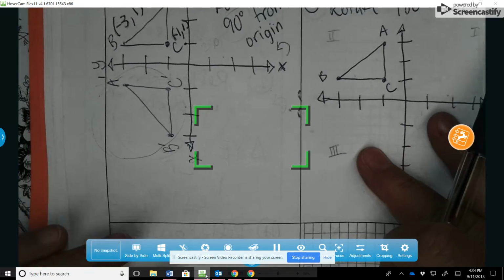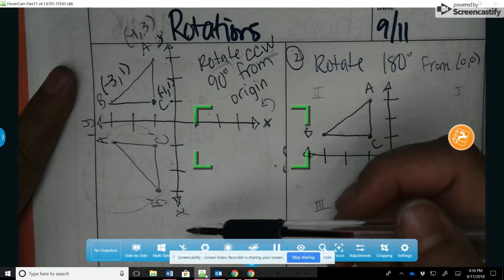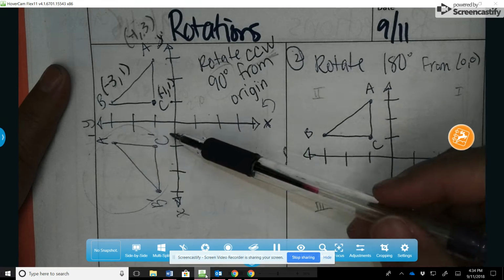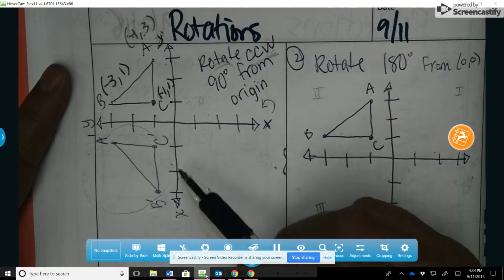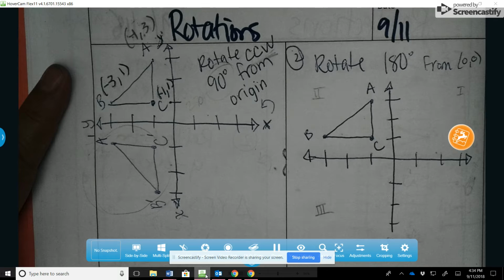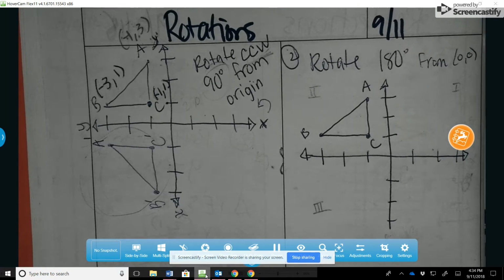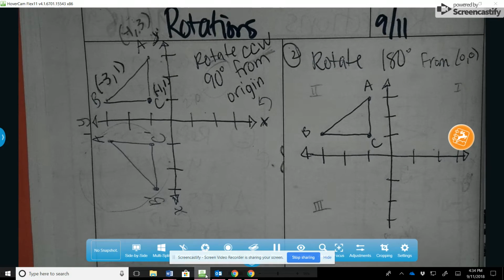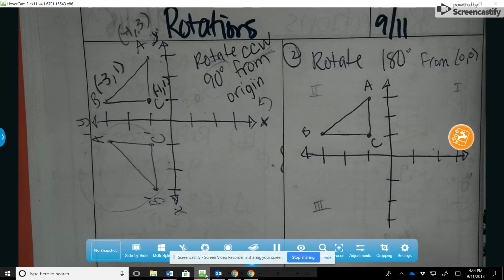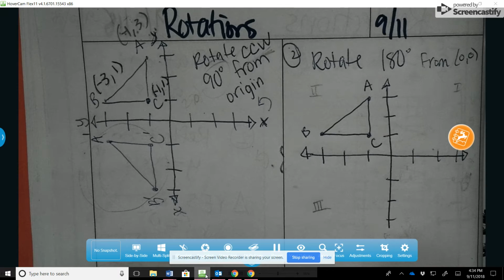Go back to what it looks like at the beginning. The only thing that's different is your letters are drawn sideways, but this is the correct answer. If I were to take the triangle and rotate it 90 degrees counterclockwise, that's exactly where it goes.